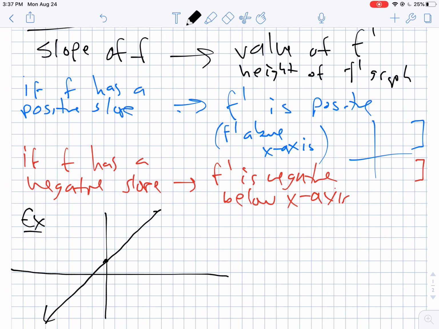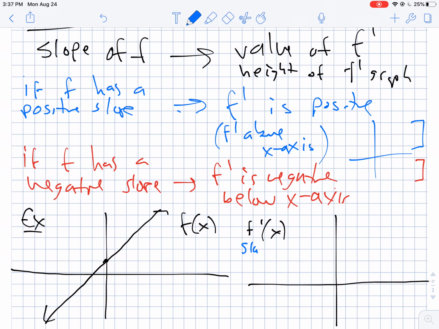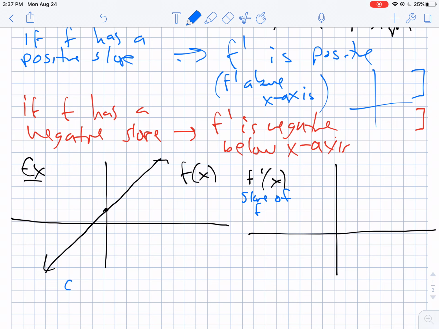Here's an example. On the graph of f of x, I'm going to do that on the left, and all my graphs of f prime of x, I'm going to do those on the right. Again, this is a graph of the slope of f. Hopefully you realize this graph has a constant slope. Every single point along here has the same slope. It just goes up 1. So the slope is 1.